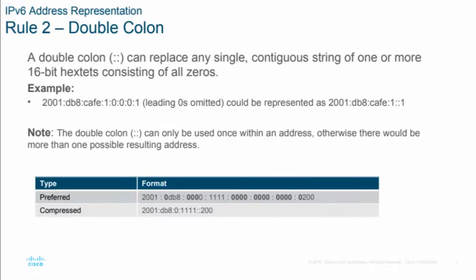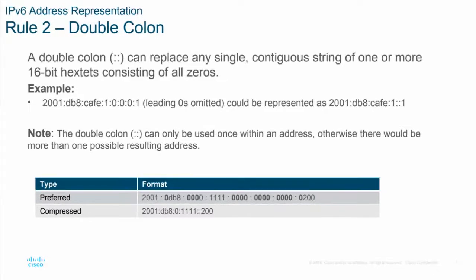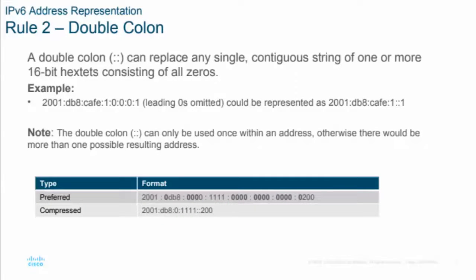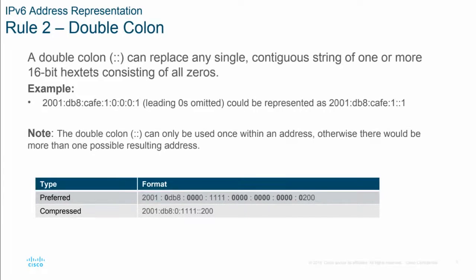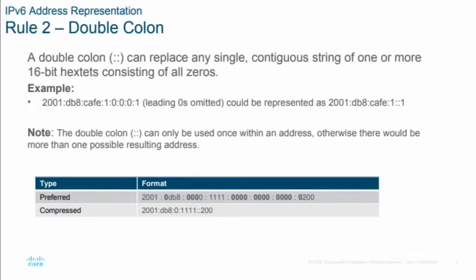A double colon can replace any single contiguous string of one or more 16-bit hextets consisting of all zeros. We'll give you one example. Here I have this number. You see here I have 0, colon 0, colon 0. What we can do for the last part, we can put one double colon 1. This is also another abbreviation.